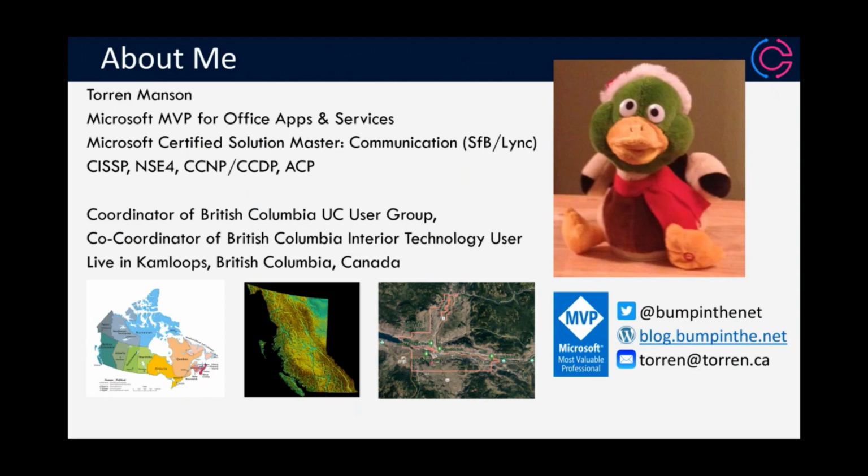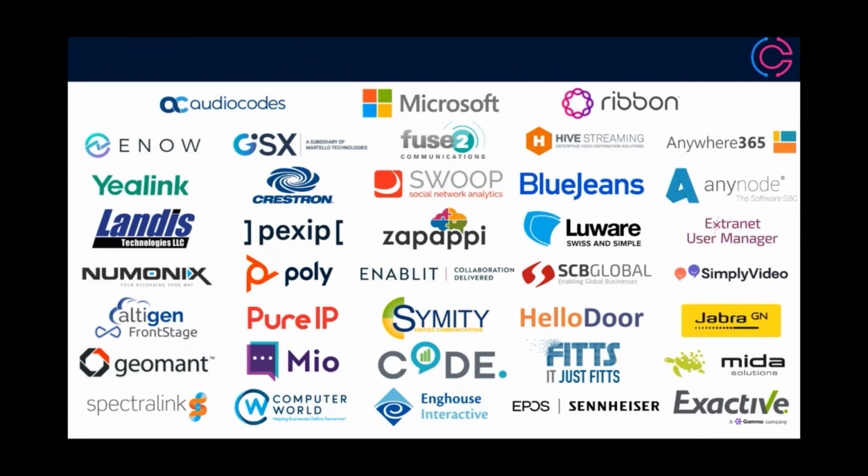A little bit about me. My name is Torren Manson. I'm an MVP for Office Applications and Services, also known as Teams. A whole bunch of technical certifications, and I live in the itty-bitty town of Kamloops, British Columbia, Canada. Fun fact, there's a little part here in British Columbia that is technically a desert, and I live there, so it will actually be a hot day today in Canada rather than an igloo day.